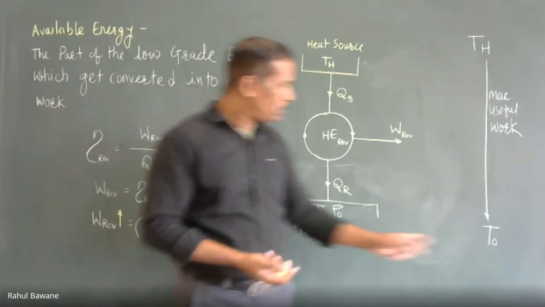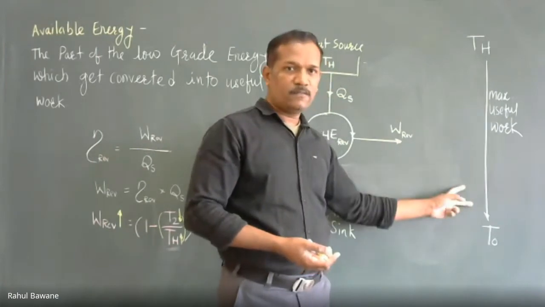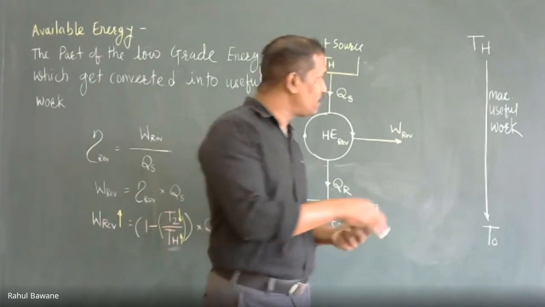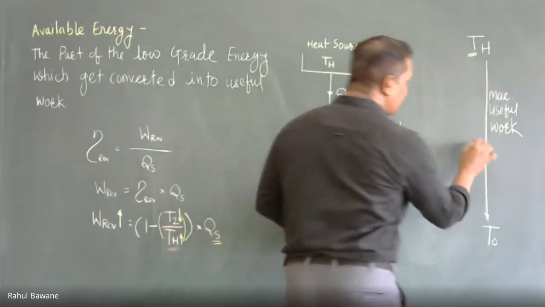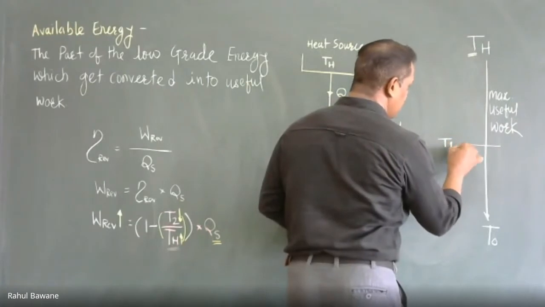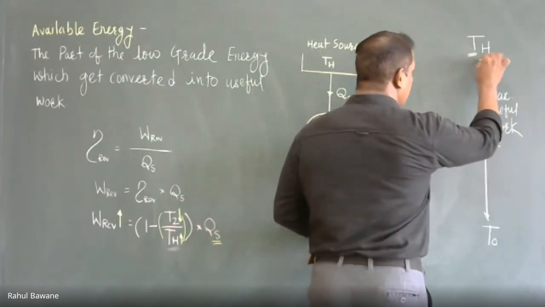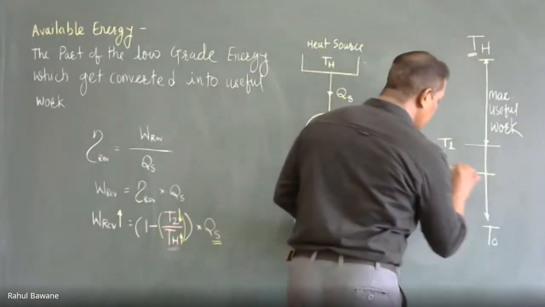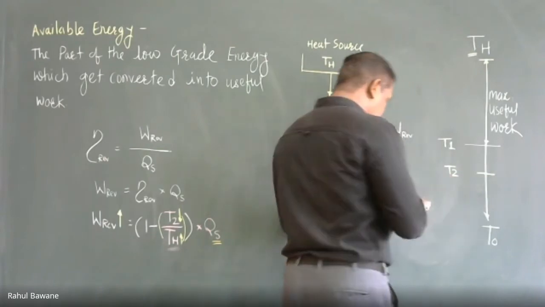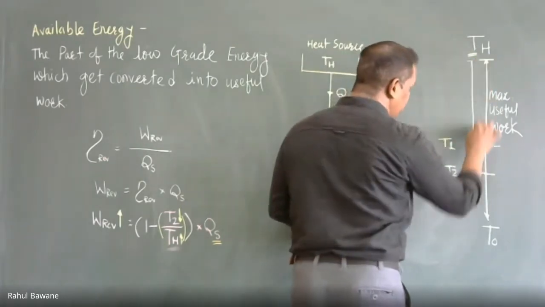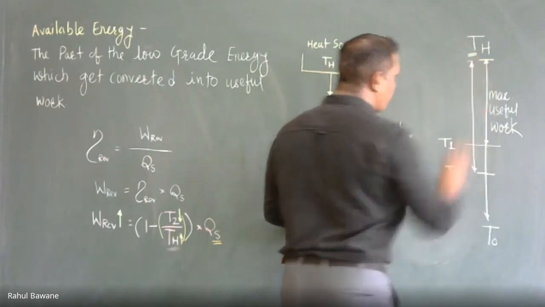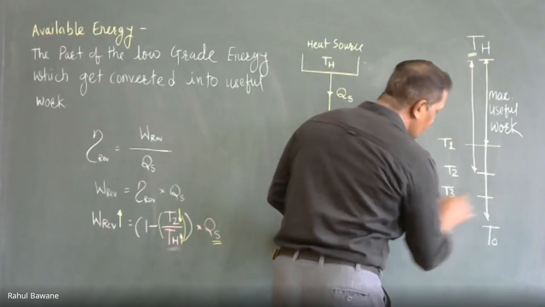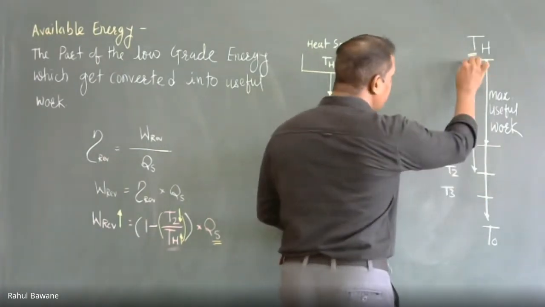No doubt, I can run this engine at different ranges also. That means TH is there. I can run this engine up to this T1 temperature, so my useful work will be this much. I can run this engine up to T2 temperature, then my useful work will be this one, up to T2. I can run this engine up to T3 temperature, then my useful work will be up to T3.